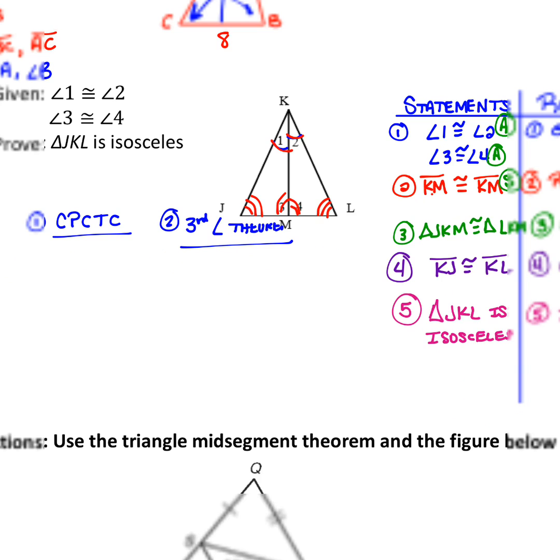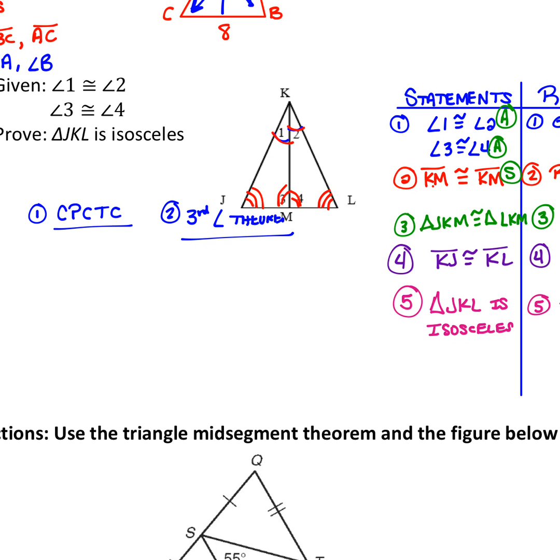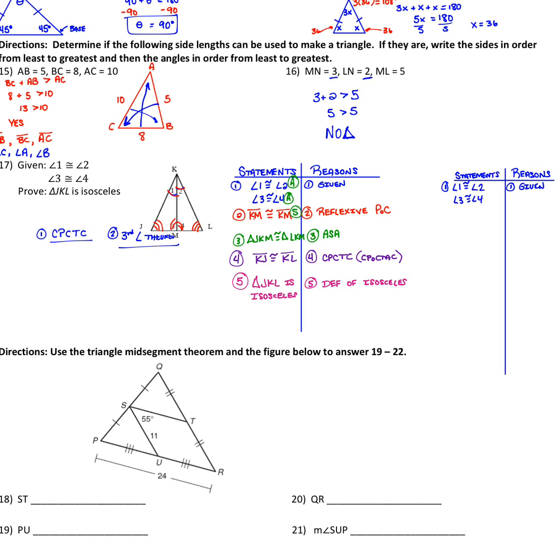So I can conclude that angle J is congruent to angle L. Why do I keep writing the 3? Got 3 on my brain. Messed up my T-square and everything. J is to L because of the third angle theorem.